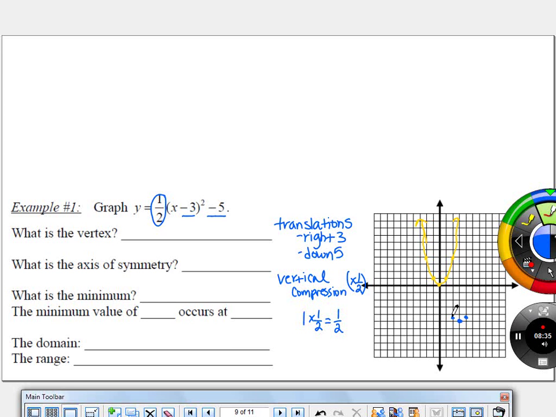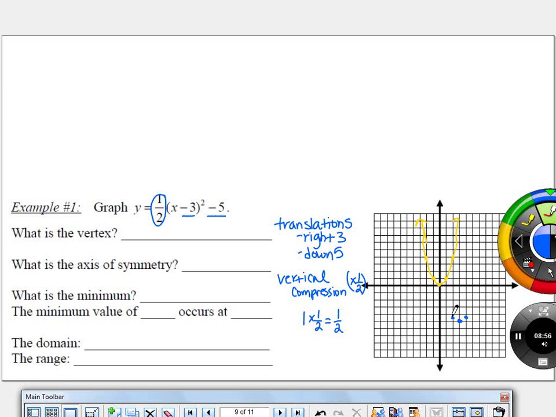Okay? So think about what we did in the parent function to get our point that was 2 units away from the vertex. We moved 2 units away horizontally. That's not going to change because there is no horizontal compression or stretch. And that point that was 2 units away from the vertex horizontally was a distance of 4 units above the vertex. Does that make sense to everybody?